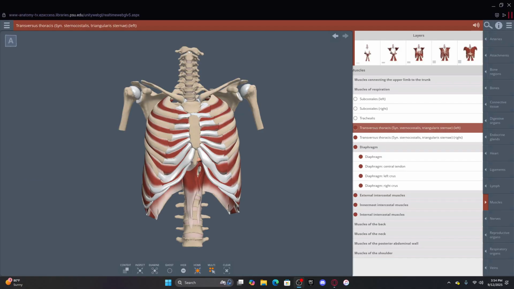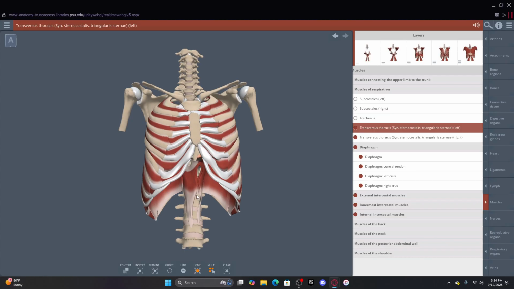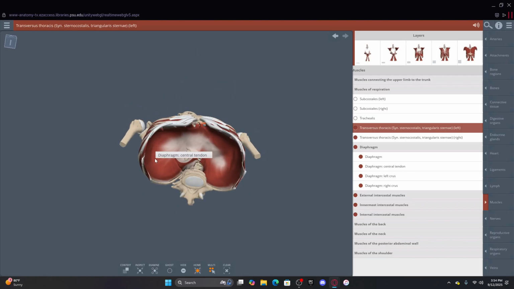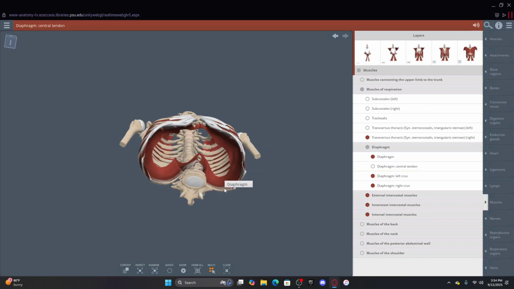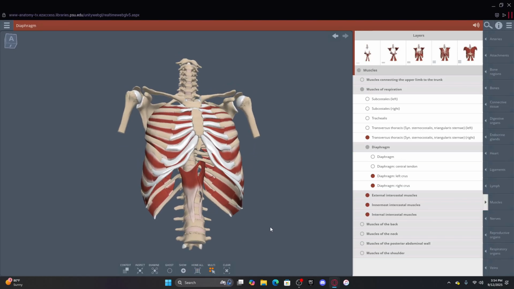All right, so now continuing with the muscles of the thorax that we're going to be learning for this week, we have the diaphragm, right? If we look inferiorly, we see the diaphragm, this big muscle that controls breathing. So the diaphragm is here. If I remove the diaphragm, then I can see the muscles on the thoracic wall.